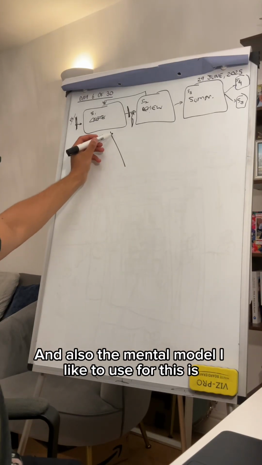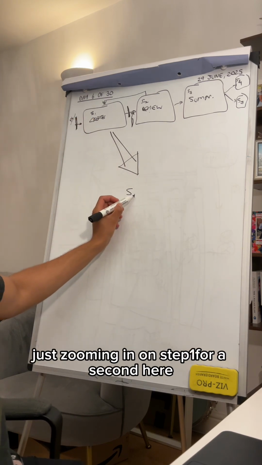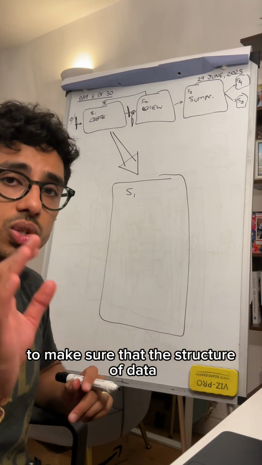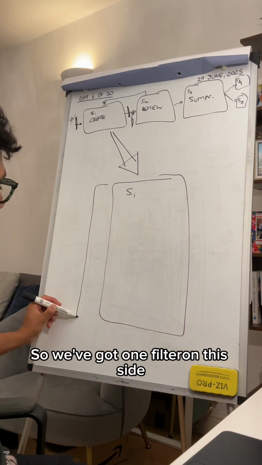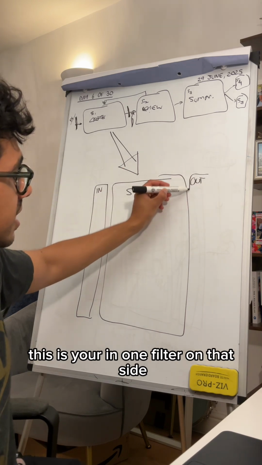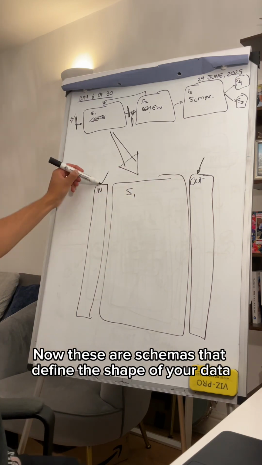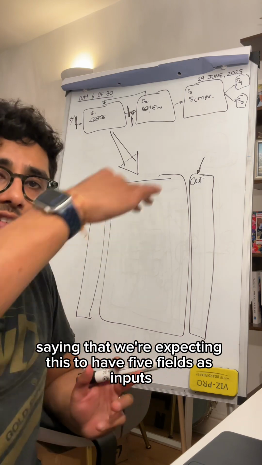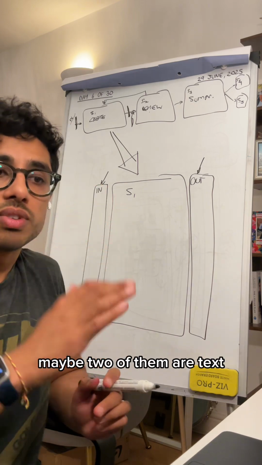The mental model I like to use for this is zooming in on step 1 for a second. You can have these filters on either side of the step to make sure that the structure of data is meeting what you're expecting. We've got one filter on this side, this is your in, and one filter on that side, this is your out. These are schemas that define the shape of your data, essentially saying that we're expecting this to have 5 fields as inputs, maybe 3 of them are numbers, maybe 2 of them are text.